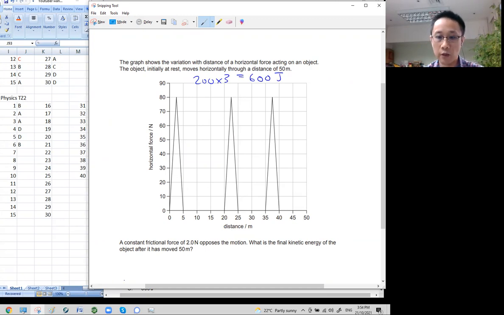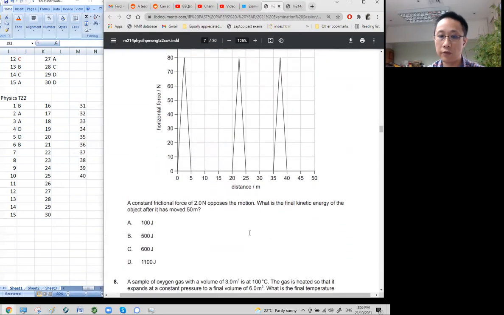But you also have a constant frictional force of 2 newtons acting effectively over 50 meters. And that corresponds to 100 joules of work dissipated due to the action of this friction. So the net work done on the object should be 600 minus 100, which is 500. And the object initially at rest means that the final KE just equals the gain in KE due to the action of these two forces. So the final answer should just be 500.